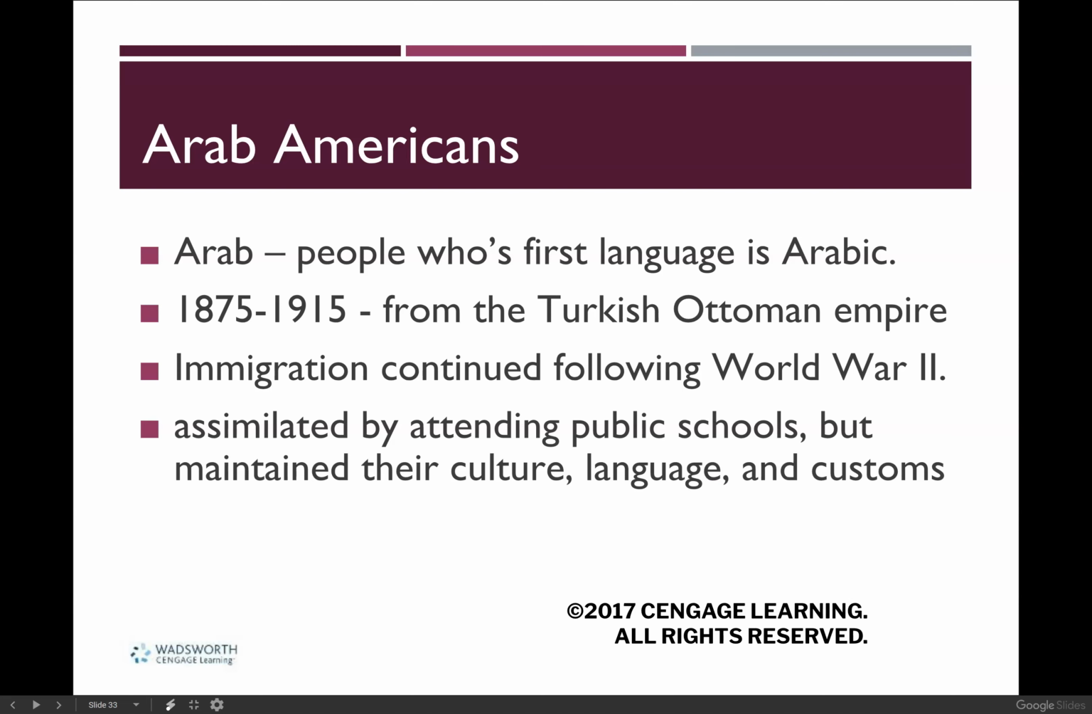And these are some of the people that were assimilated in public schools, but they maintained their home culture. So other groups didn't necessarily do this. Arab Americans did. They maintained their culture, their language, their customs, their religions, separate from being assimilated.